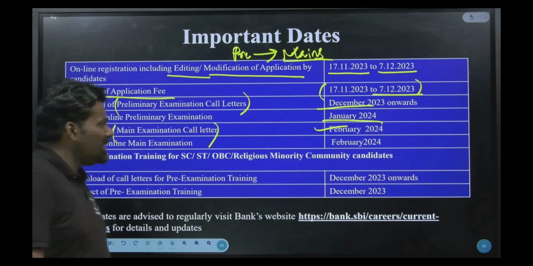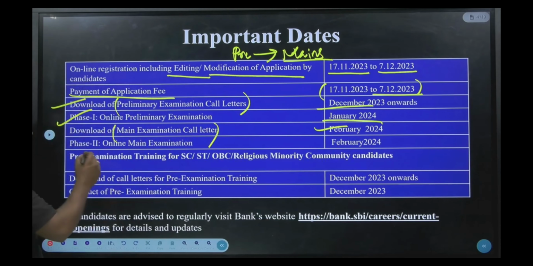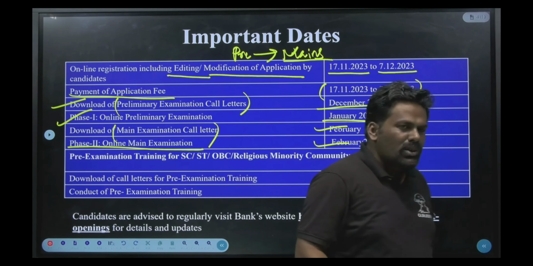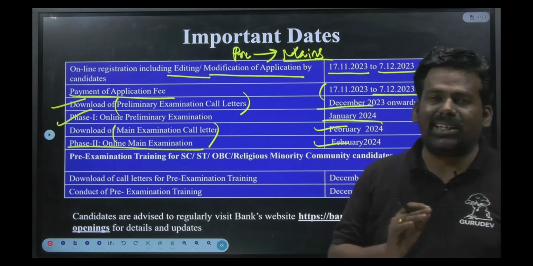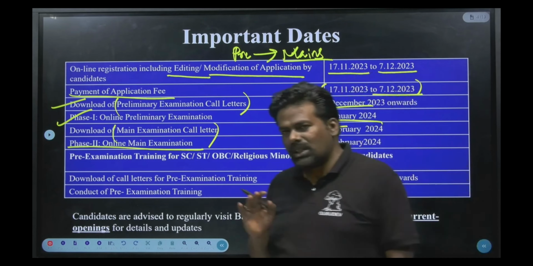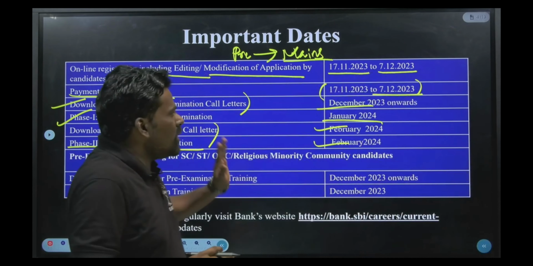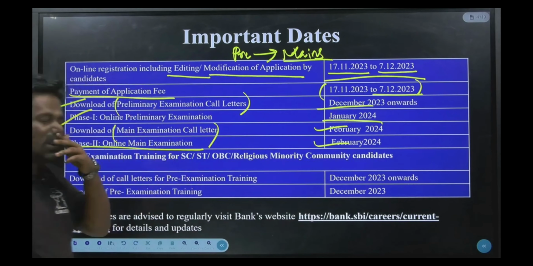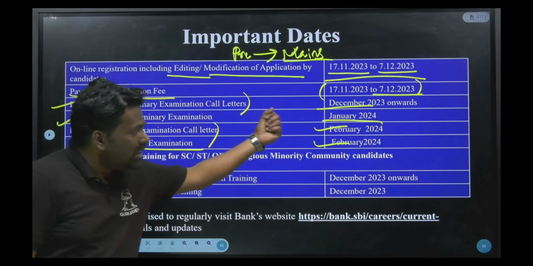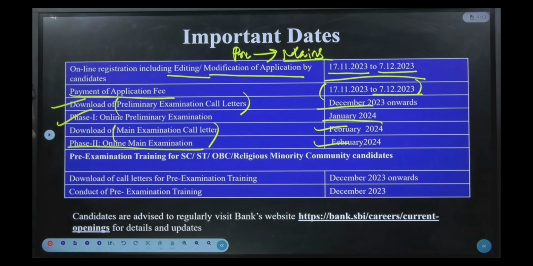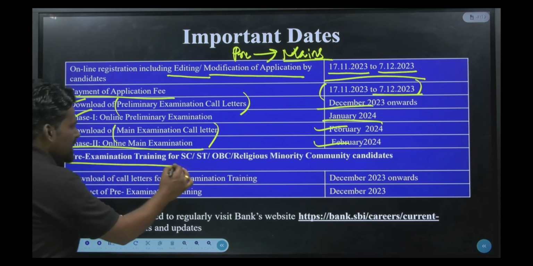Then such people who have qualified will be able to write the mains examination in the month of February. So in January you will be having the preliminary examination tentatively, and in February you will be having the mains examination. This you have to keep in mind. Now what you have to keep in mind is the dates: the preliminary examination will be held in the month of January, and the mains examination will be held in the month of February. Correct?